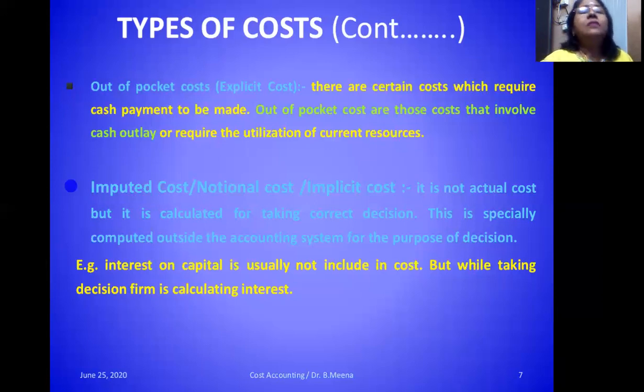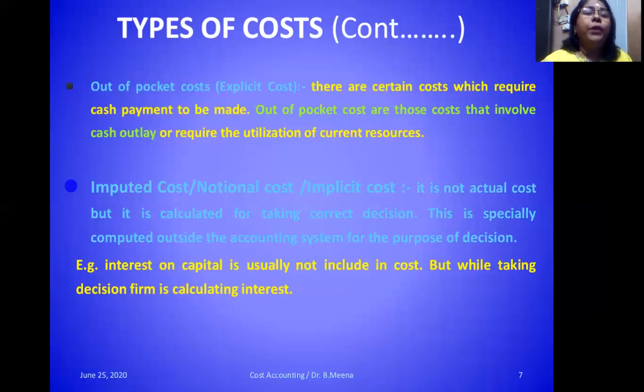Okay. So these are costs which are not actually incurred, but we need to consider them to know the economist's point of view of profit. These are costs not actually incurred, but calculated for taking a correct decision. I think most of you have studied this in business economics. There are two different opinions about profit.